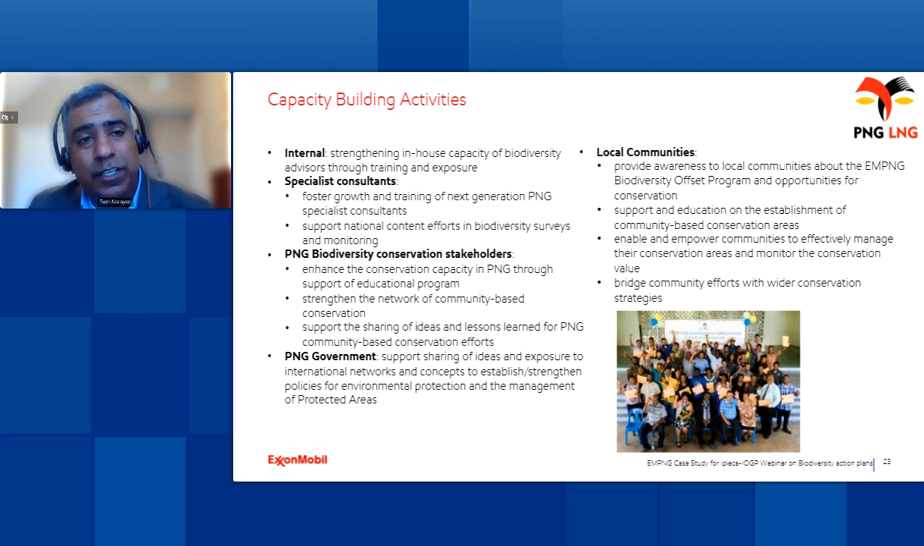With the local communities, the way it works is that it helps us to provide awareness to local communities about EMPNG, the company's biodiversity offset program, and opportunities for conservation. It helps us provide support and education on the establishment of community-based conservation areas, which are very critical for the success of our biodiversity strategy as well as the biodiversity offset programs. It enables and empowers communities to effectively manage their conservation areas and monitor the conservation value.